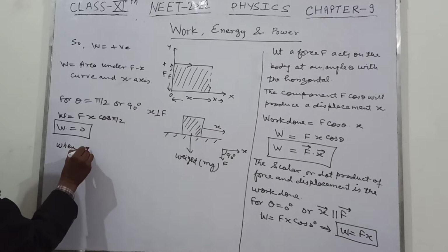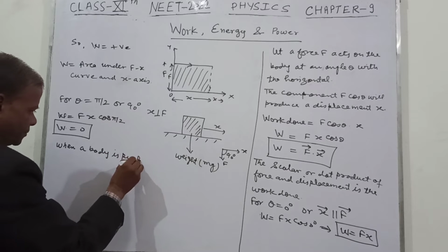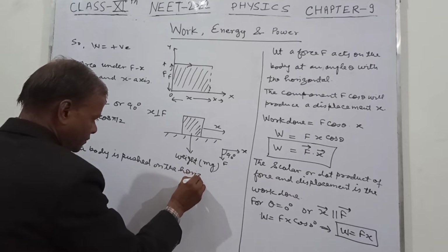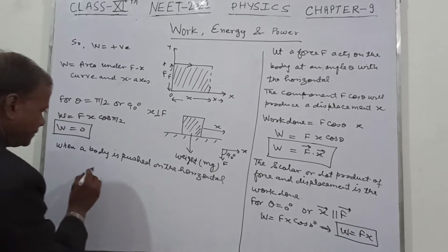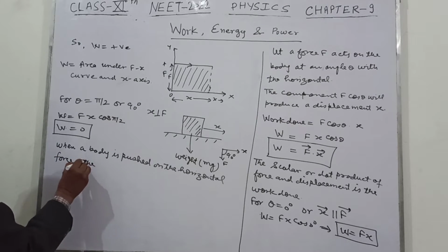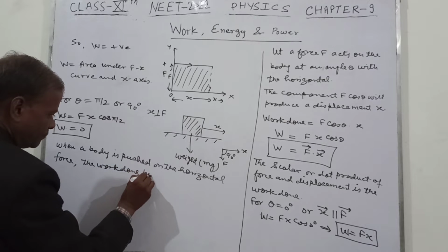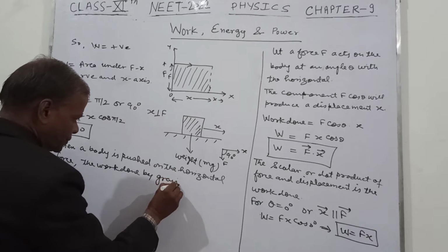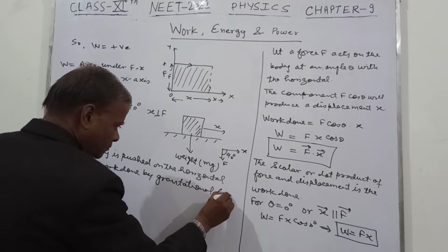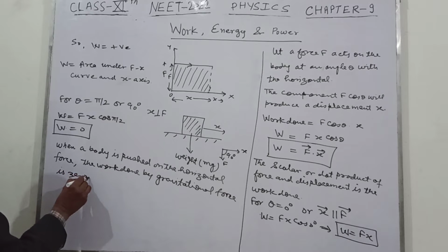When a body is pushed on the horizontal surface, the work done by gravitational force is 0.